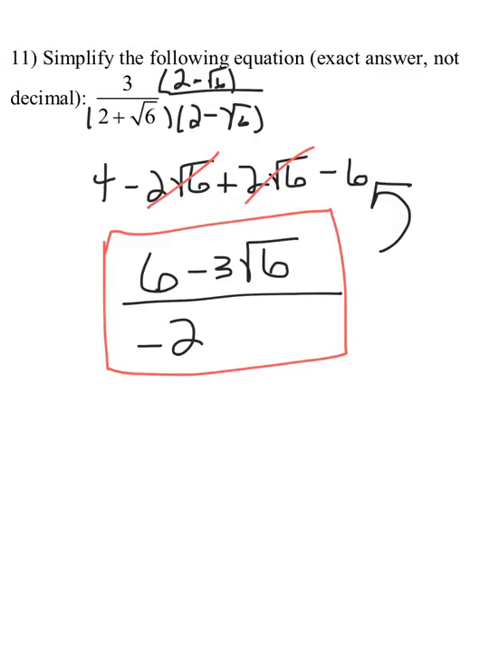Okay, joke of the day. There are 3 kinds of mathematicians: those who can count and those who can't.